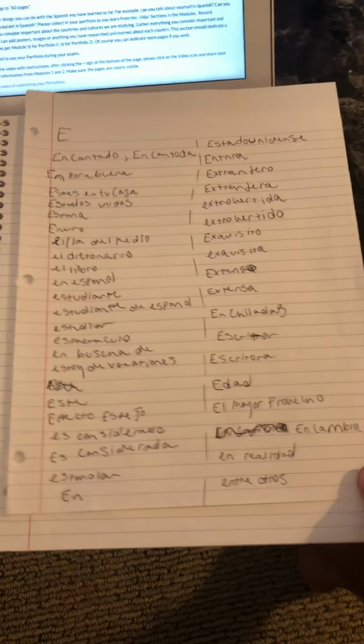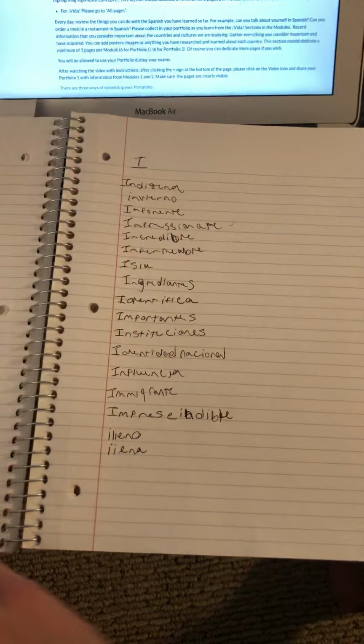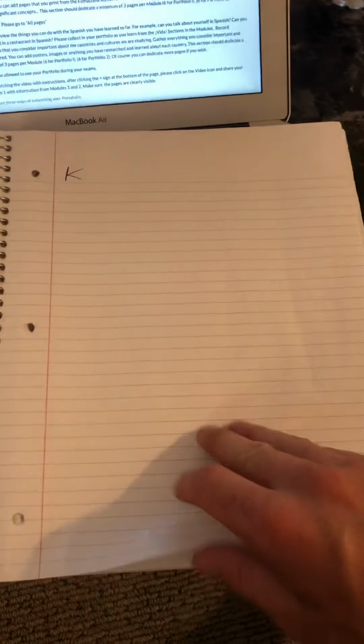Here's D. Kind of same story. I didn't find a lot inside of all pages for D. Here's E. There's F. There really wasn't a lot for G at all. Here's H. Here's I. J. K.